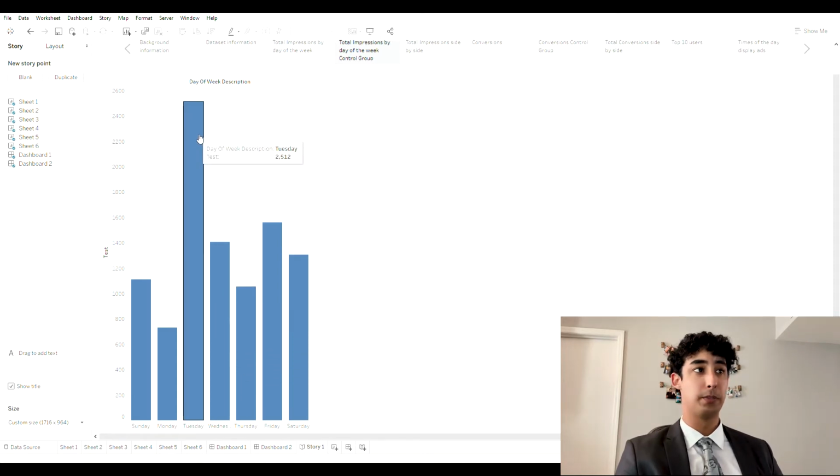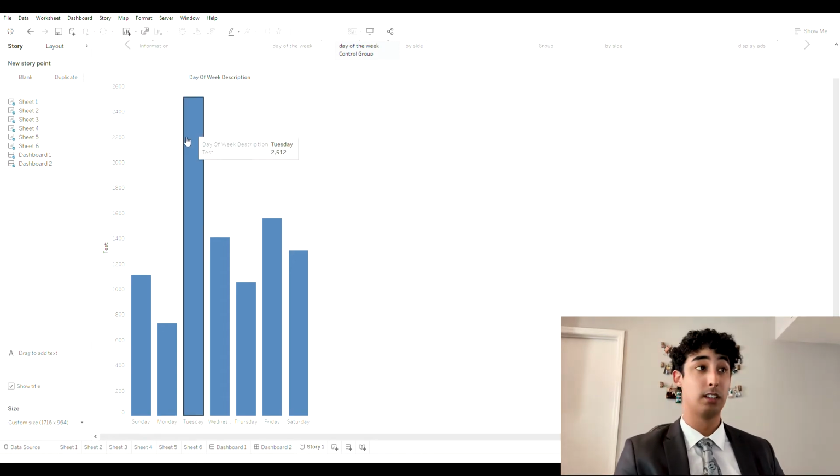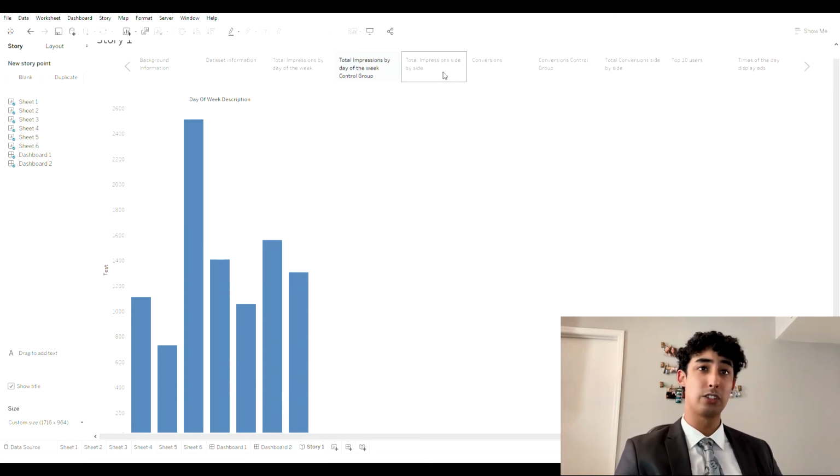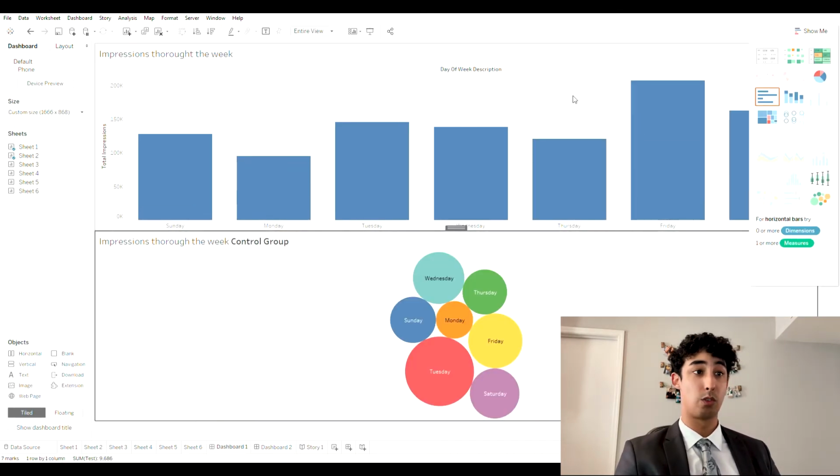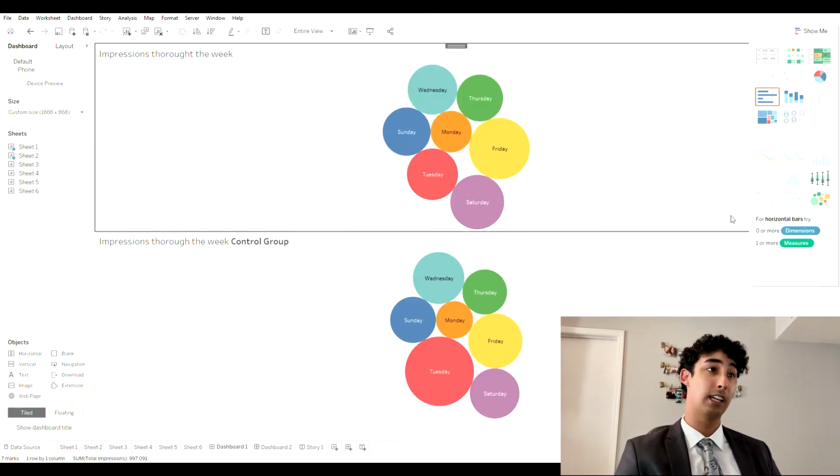After that, we're going to be looking at the control group. For the control group, they received the most impressions on Tuesdays with a total of 2,500, followed by Friday, which was the first day for the non-control group. We're going to be looking at these side by side. Here we can actually do something so it looks a little bit easier. As we see, for the control group, it was Tuesday, and for the not control group, it was Friday that they saw the most impressions of the display ad.